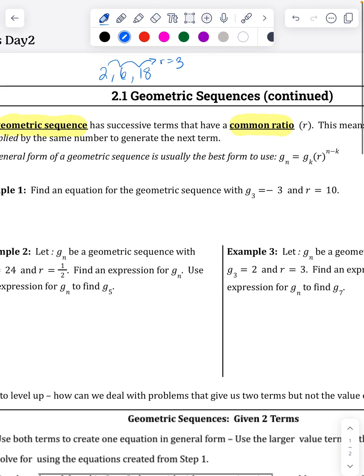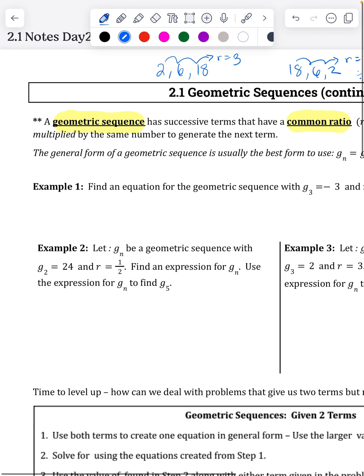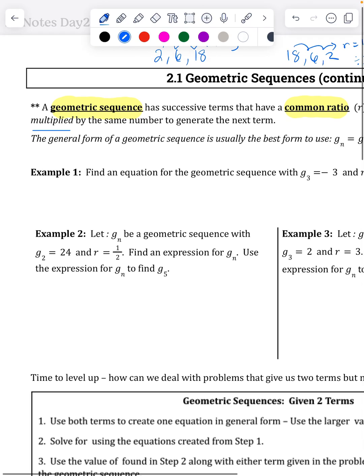So even if it looks like division, like if I had 18, then 6, and then 2, here what you are doing each time is, yes, mathematically you are dividing by 3, but that's not your R value. Your R value would be 1/3 because each term is 1/3 of the previous. And I would multiply 18 by 1/3 to get 6, and I would multiply 6 by 1/3 and so on. So that multiplication piece is important to keep in mind.